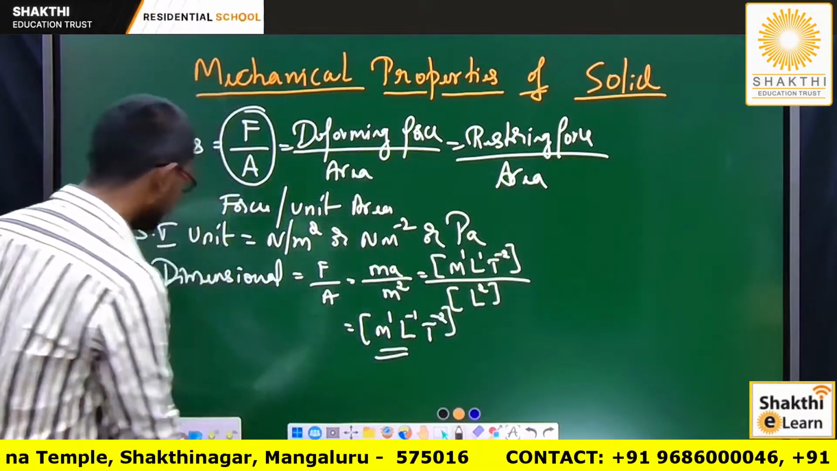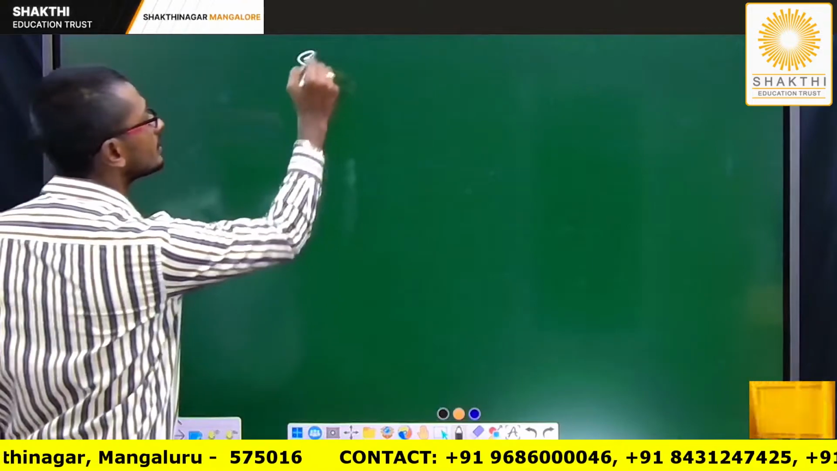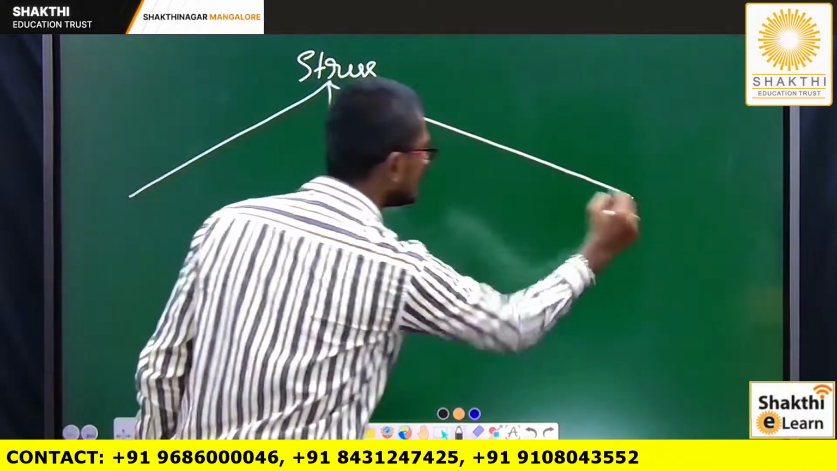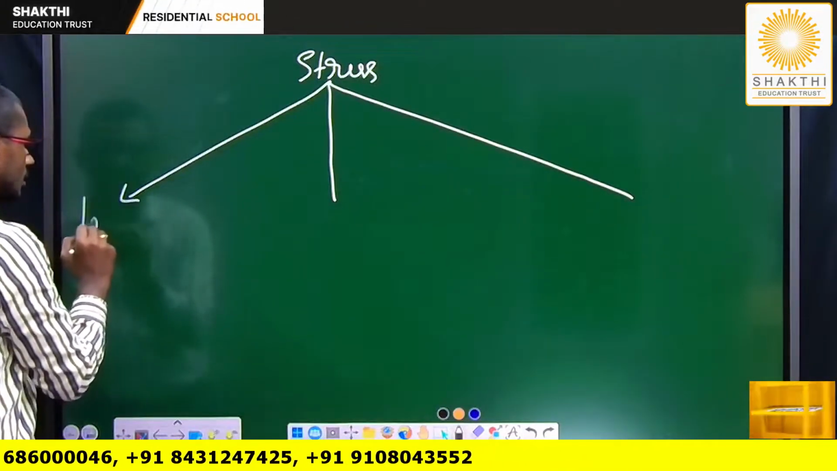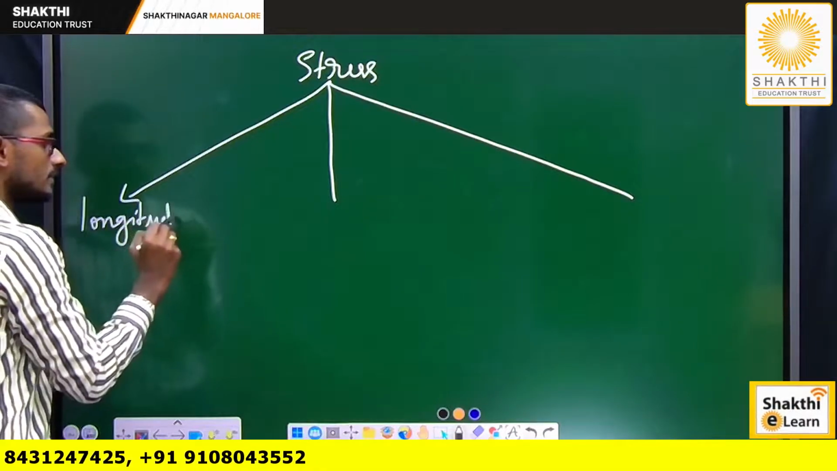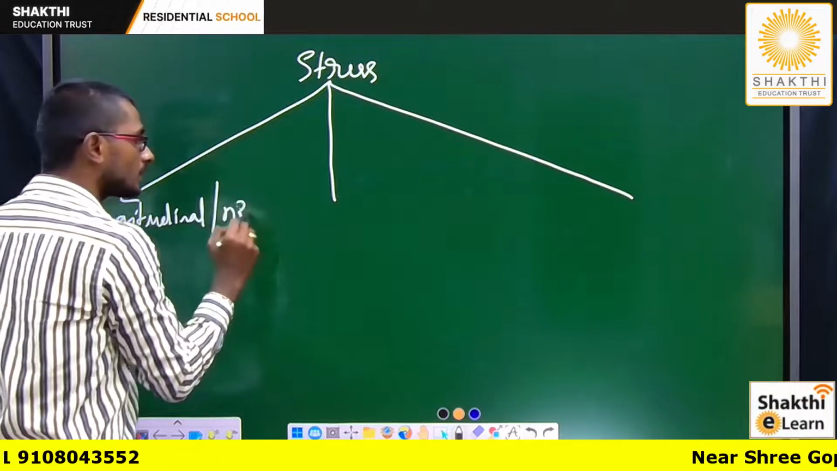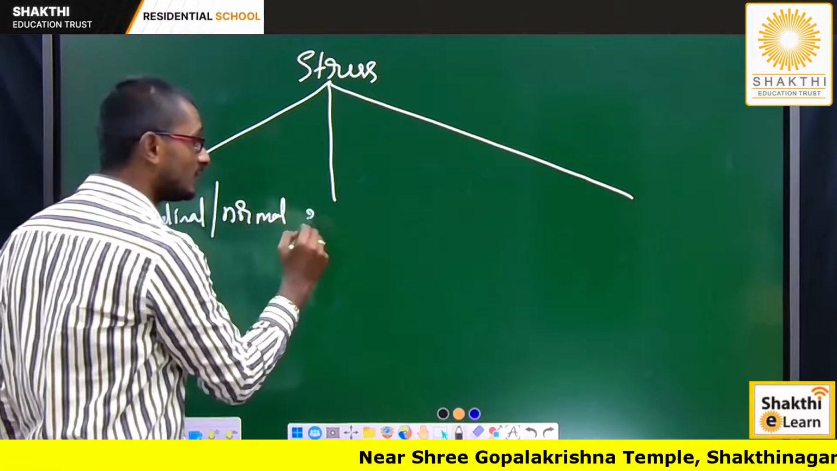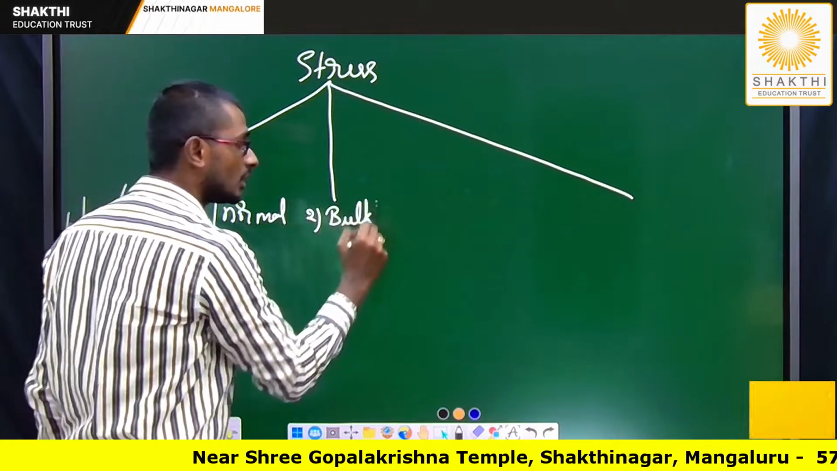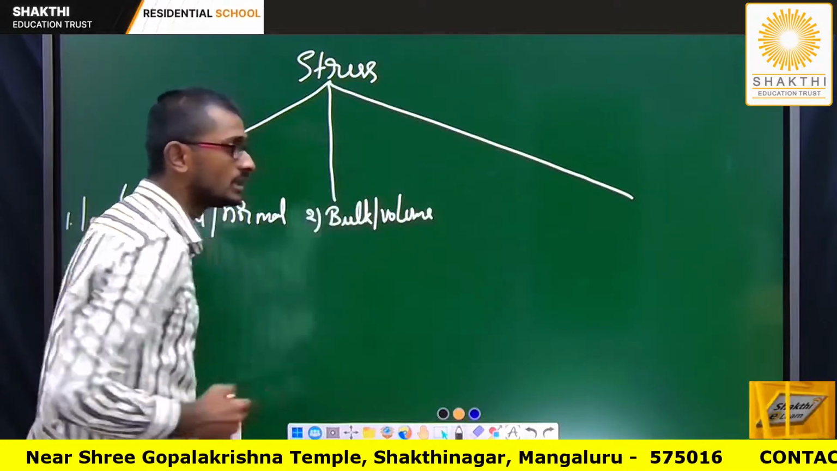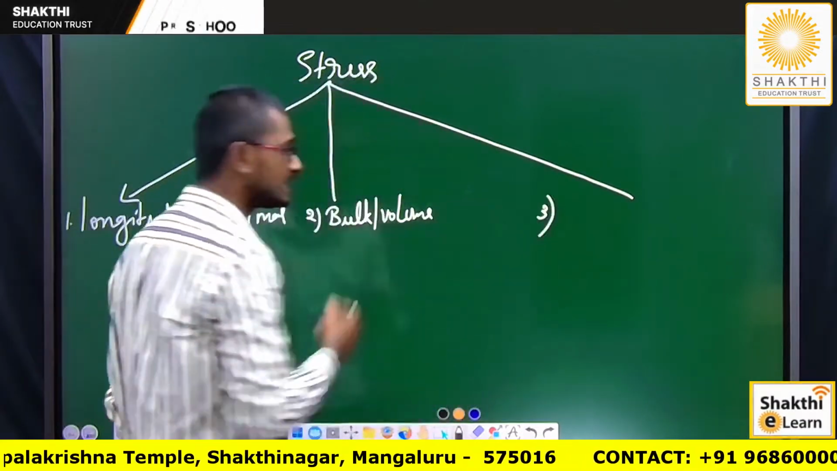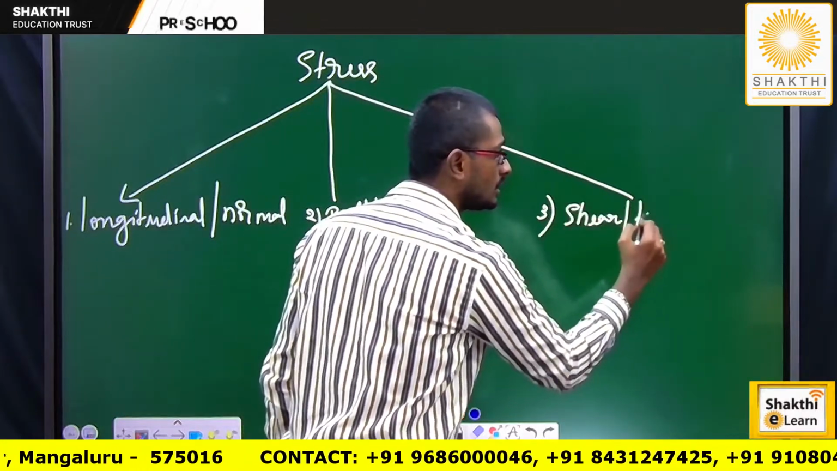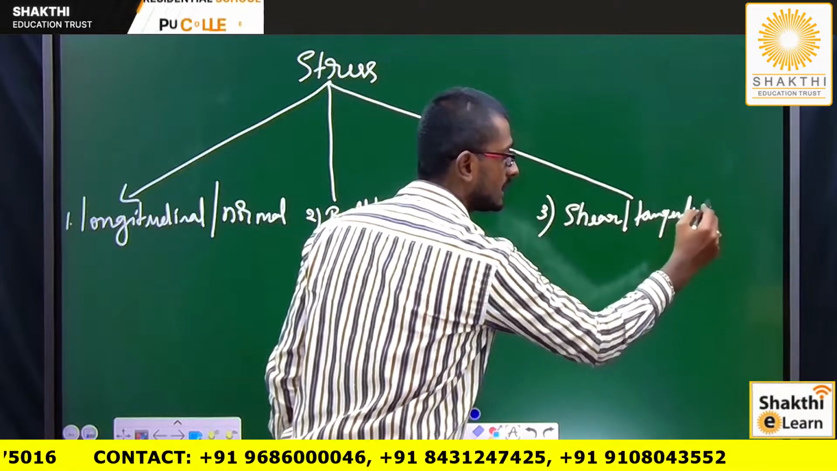So the next one, this stress is divided into several types. Clear? Mainly three types are there. The first one is longitudinal or normal stress. Second one is bulk or volume, which we also call hydraulic. The third one is shear or tangential. Clear?